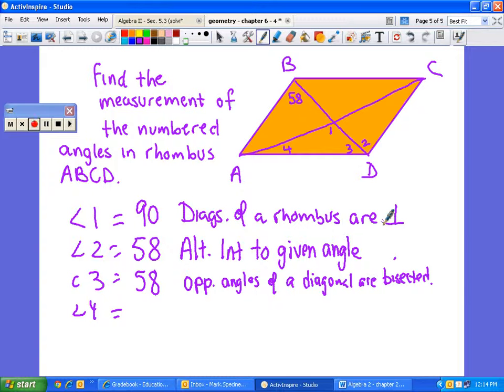32? Yeah. How'd you get 32? Adding 90 and 58 and subtracting. Good. We know that the angles of the triangle equal 180. We already know that this is 90 and this is 58. Minus 148. And that gives us our answer of 32. Okay, does anybody have any questions?